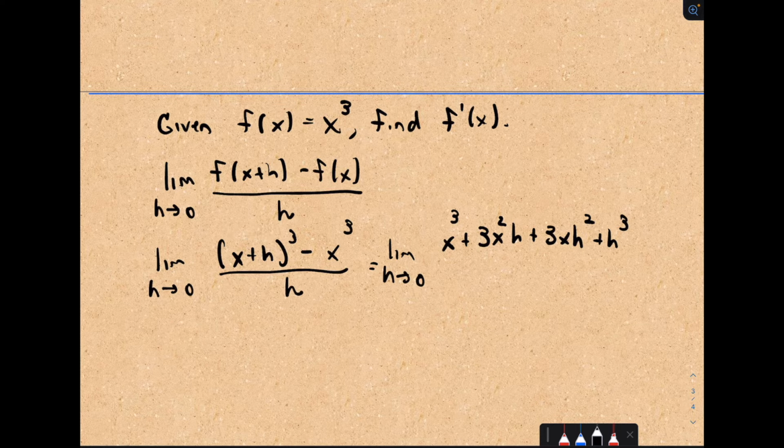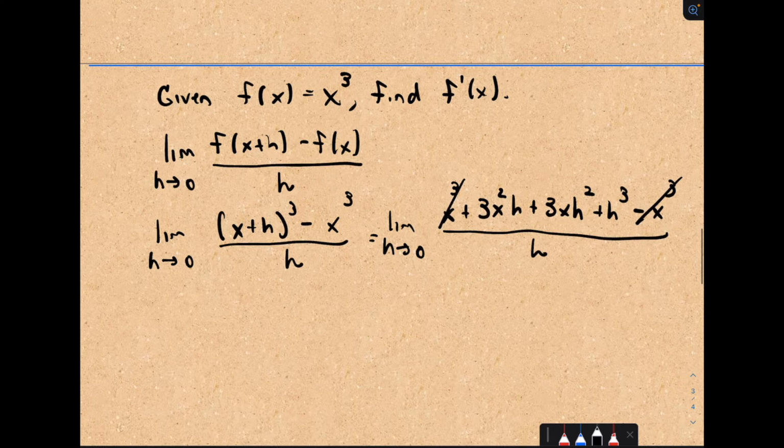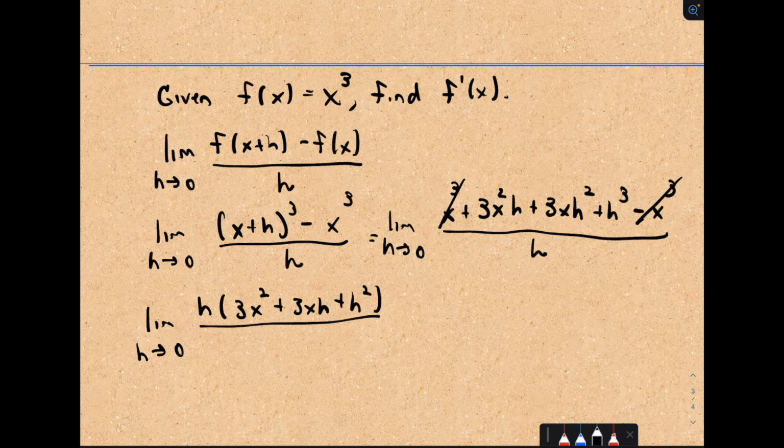And then if you subtract, we still have to subtract away x to the third, again, all over h. So now we try to simplify. My terms that have no h attached, those cancel out. So my x to the third and negative x to the third will just cancel. Notice everything left in the numerator has an h. So I can factor an h out of the numerator and be left with 3x squared plus 3xh plus h squared. That's all over h still.